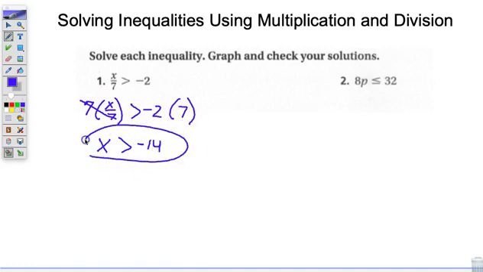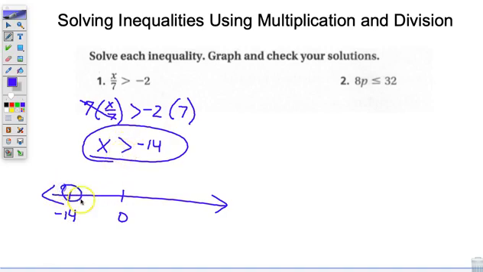These 7's cancel and equal 1x is greater than negative 2 times positive 7, which is negative 14. And just like we did with the addition and subtraction problems, you do need to graph it. So always identify where 0 is and your answer, negative 14. Because it's a greater than symbol, we will leave an open circle there. X, our answer, is greater than negative 14. Numbers that are greater than negative 14 are to the right of that, so we want to bold to the right.